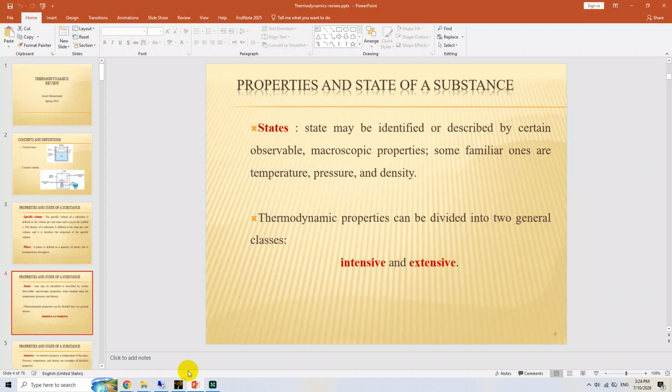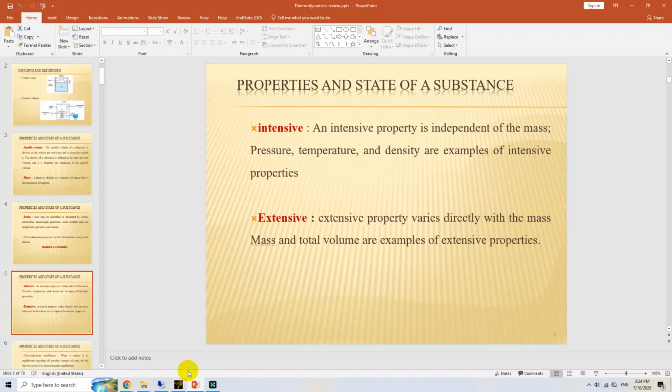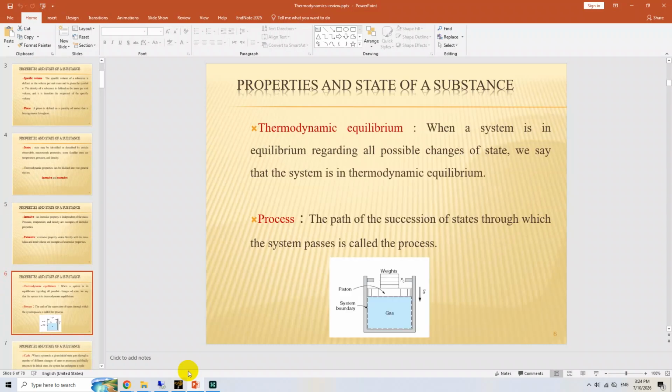Thermodynamic properties are divided into two general classes, intensive and extensive. An intensive property is independent of mass, for example pressure, temperature, density. An extensive property is directly dependent on the mass of the system, for example internal energy, enthalpy, entropy. You are familiar with basic thermodynamics from your BA courses.